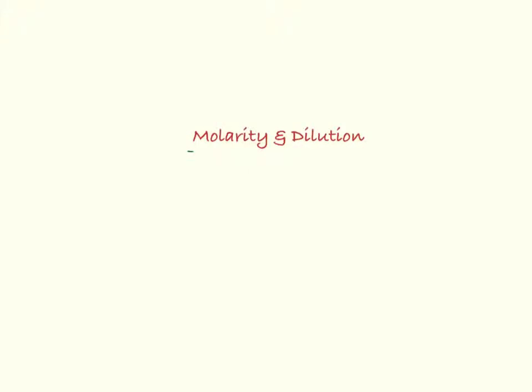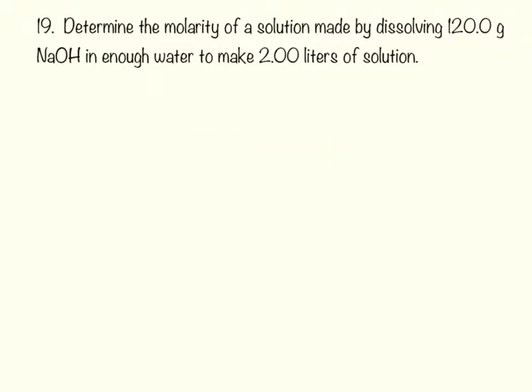Our next section is molarity and dilution, which is numbered 19 through 21 in your notes. Okay, so look at number 19. Determine the molarity of a solution made by dissolving 120 grams of NaOH in enough water to make 2 liters of solution. So the first thing we need to know is, what is molarity?